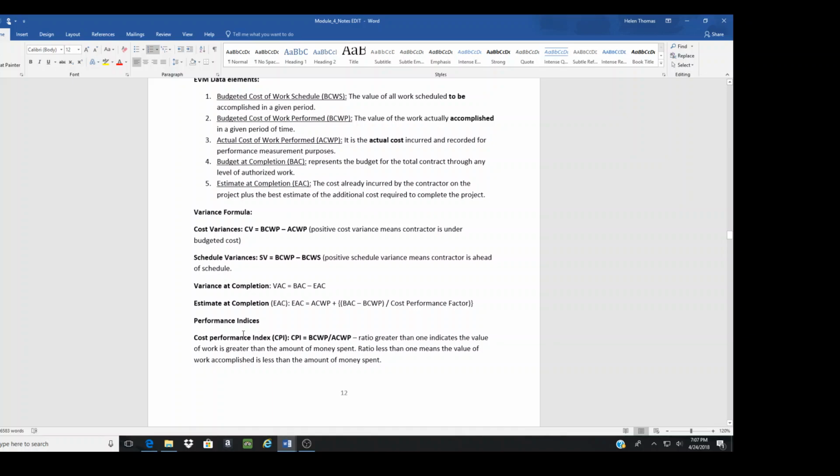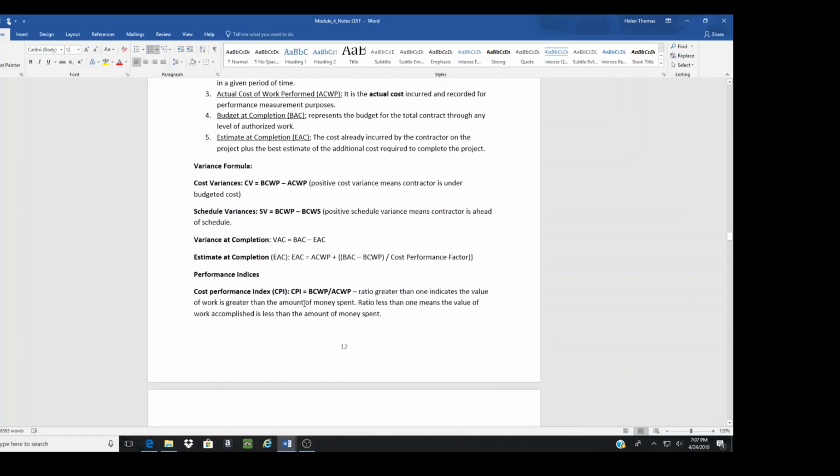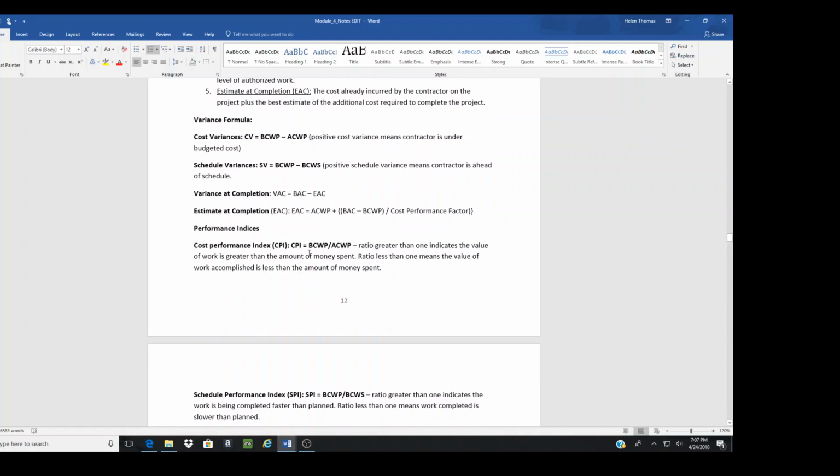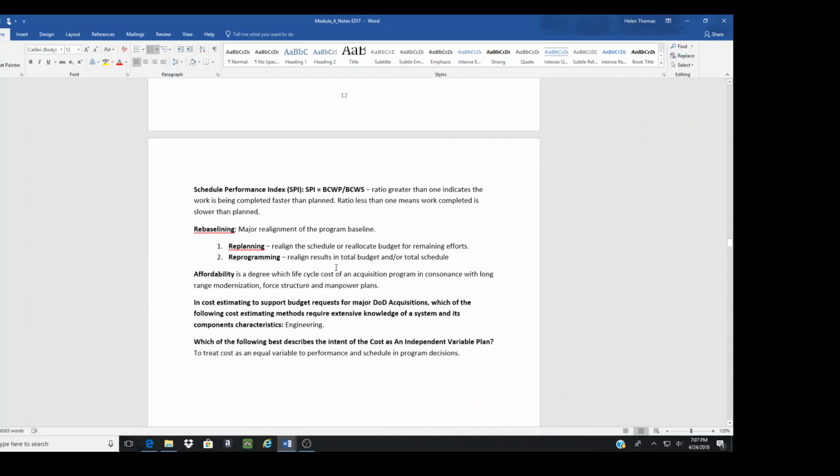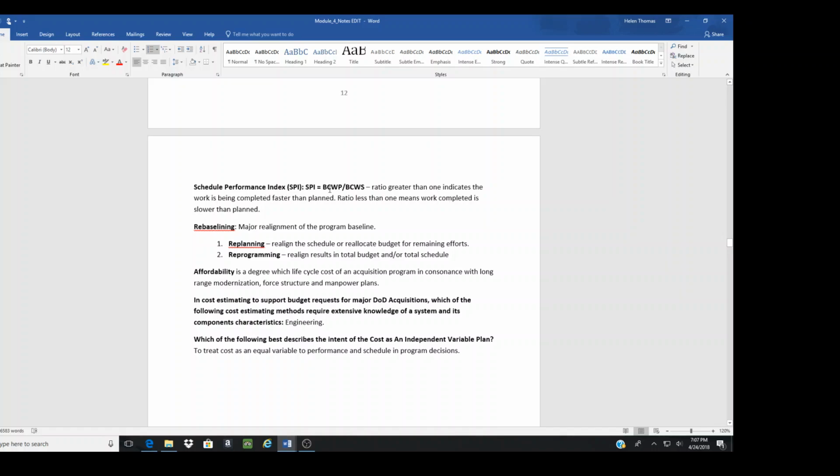And the cost performance index, CPI, equals the budgeted cost of work performed divided by the actual cost of work performed. Schedule performance index. And now we're looking at the schedule. Budgeted cost of work performed divided by budgeted cost of work scheduled. A ratio greater than 1 indicates the work is being completed faster than planned. A ratio less than 1 means it's being completed slower than planned. So that's what the data tells you.